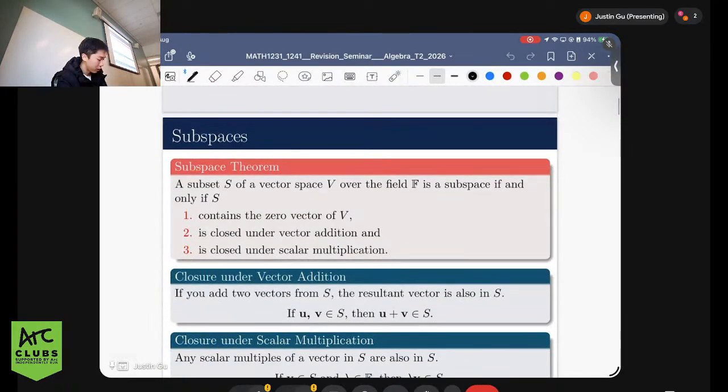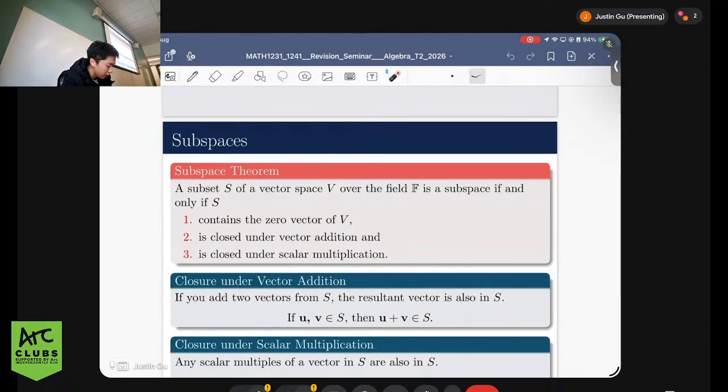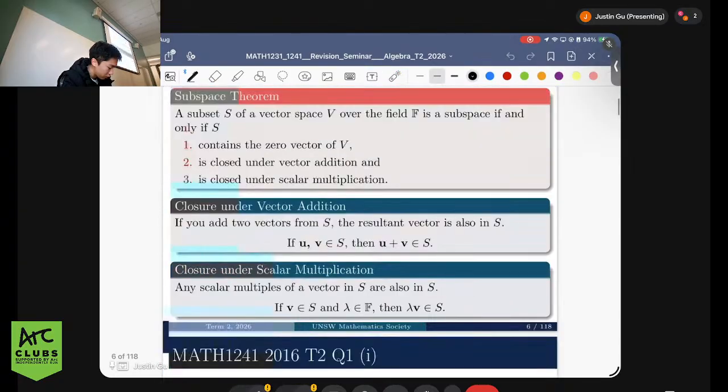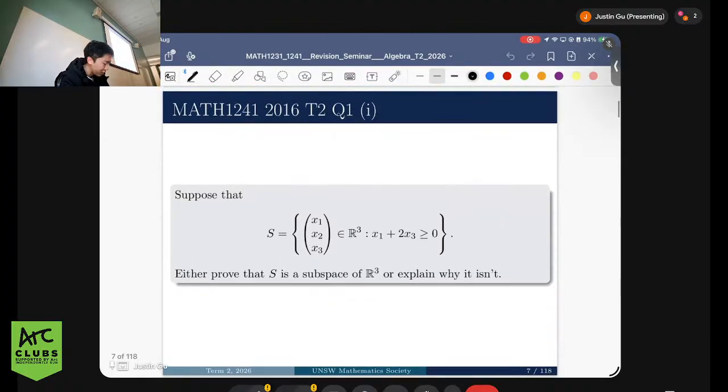So first of all, our definition of a subspace. Essentially what we want to check every single time we do a question like this is the zero vector, vector addition, and closure under scalar multiplication. Pretty straightforward. Do you guys want to have a go at the first question? I'll give you guys like 1 minute.